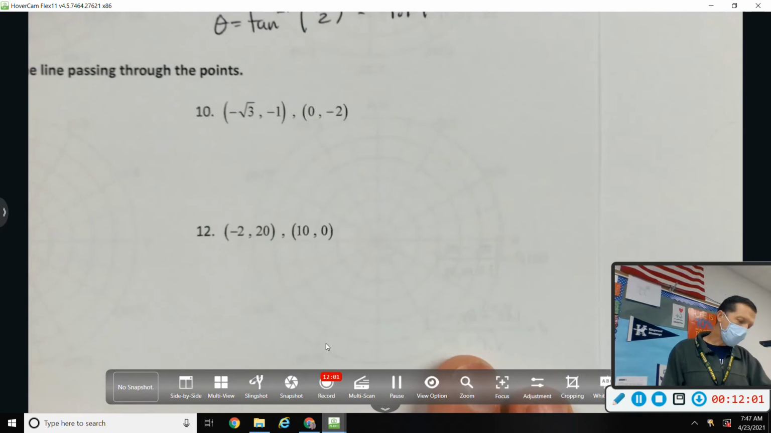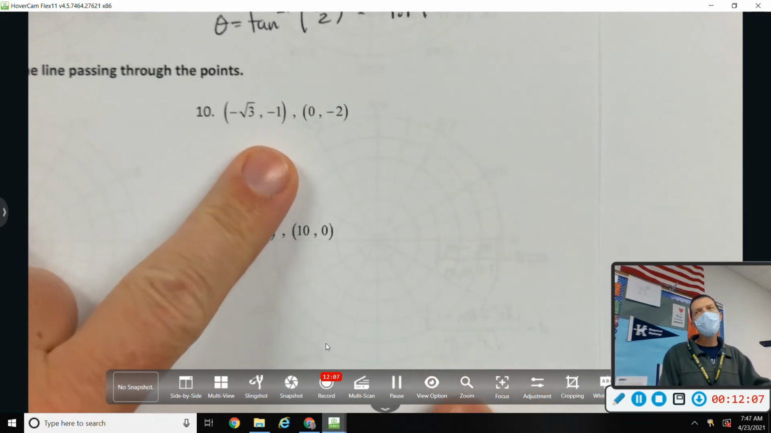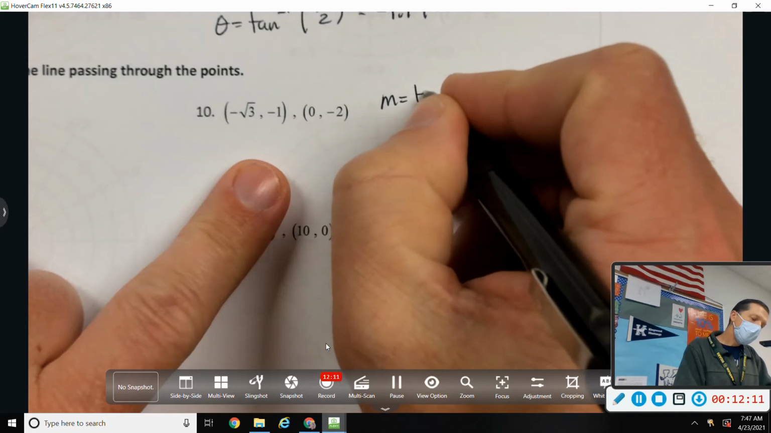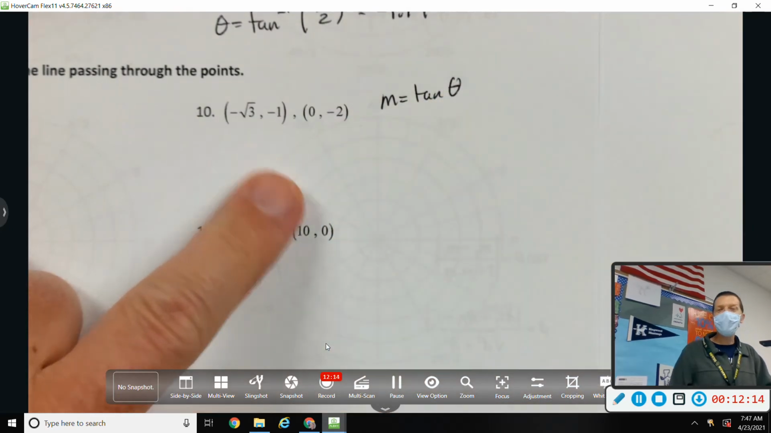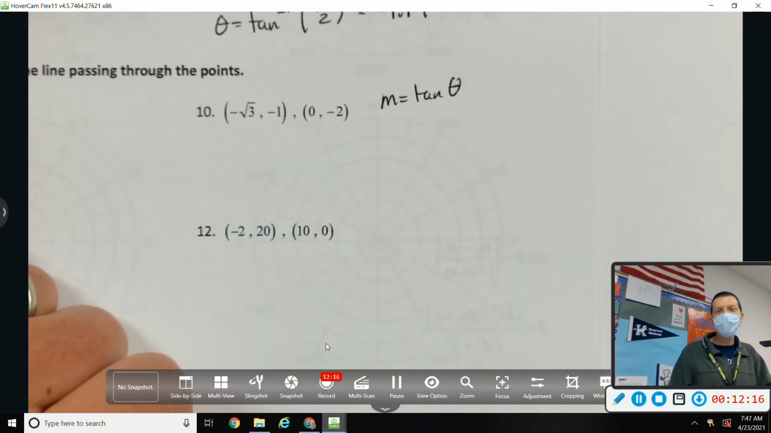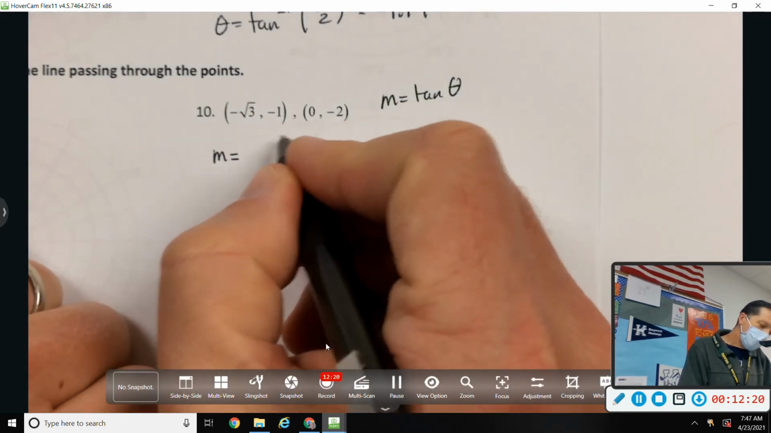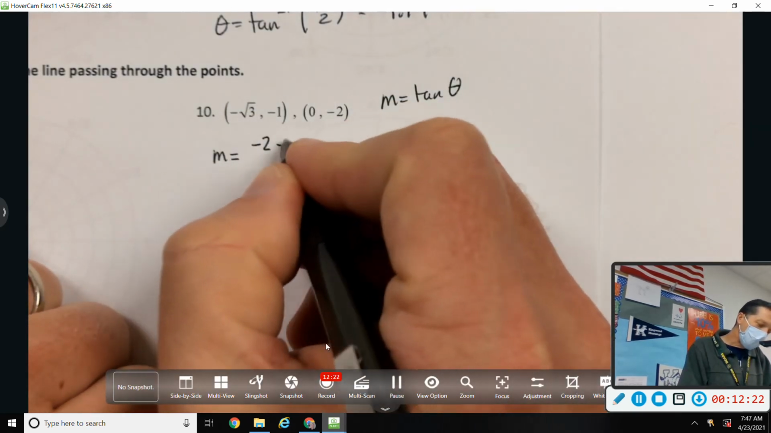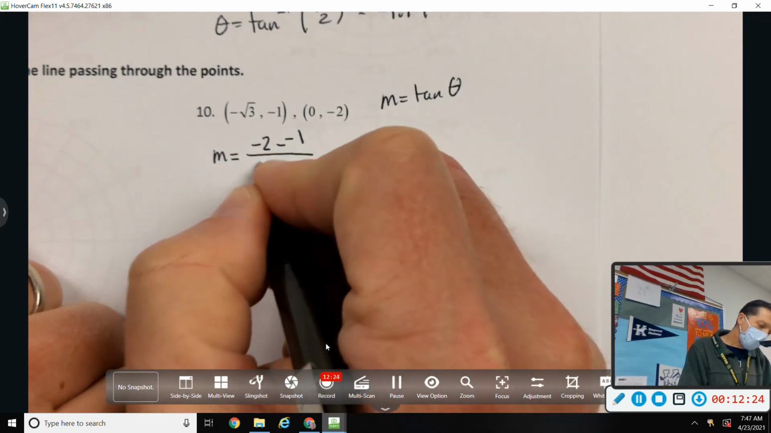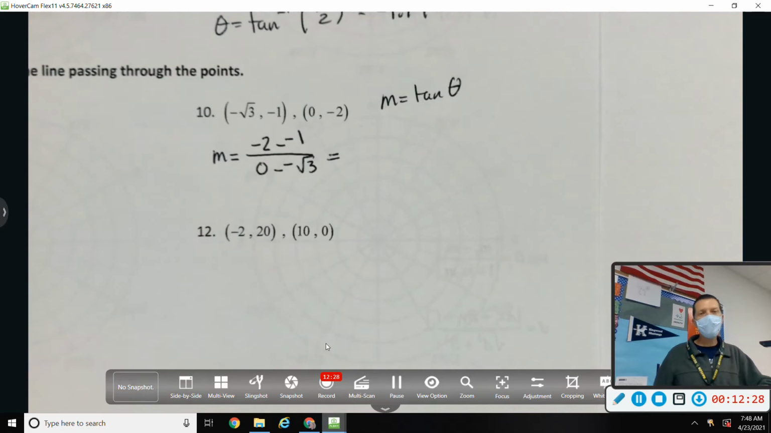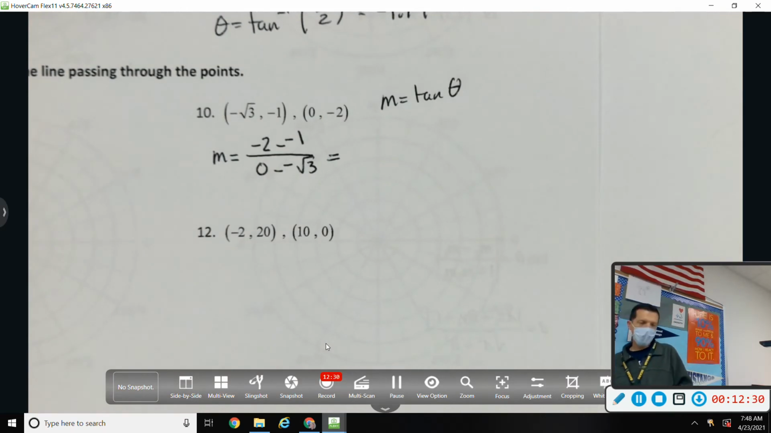Number 10. Find the angle in radians passing through the points. You just gotta find the slope. That's correct. So, y2 minus y1 over x2 minus x1. Negative signs all over the place, but you're more than capable of handling that.